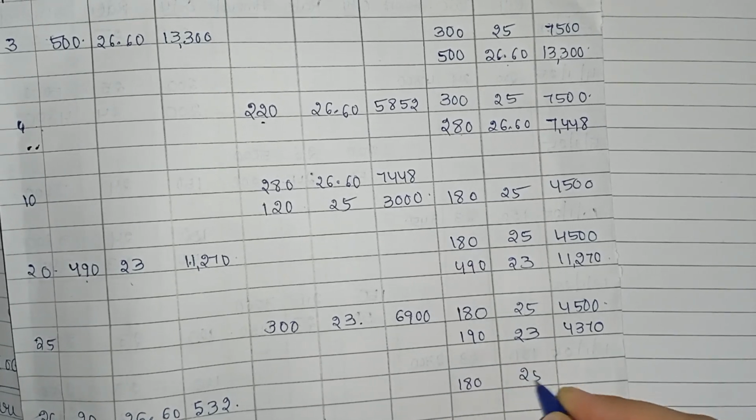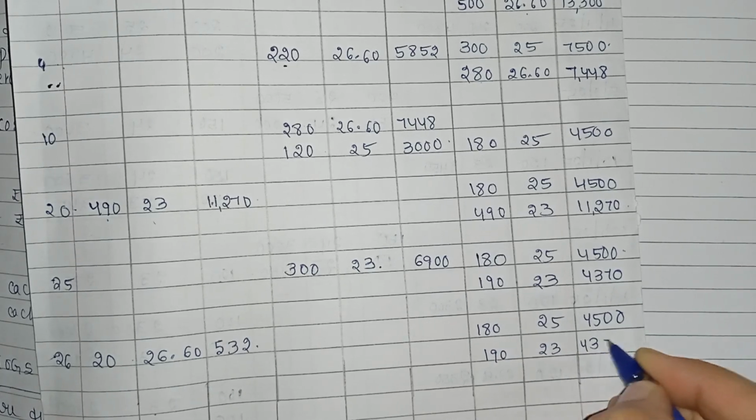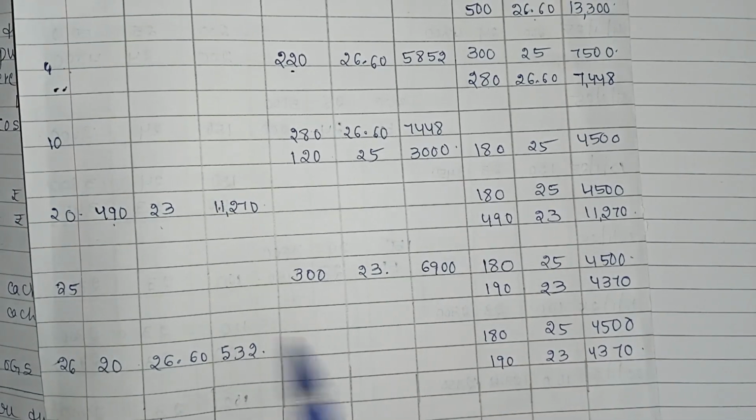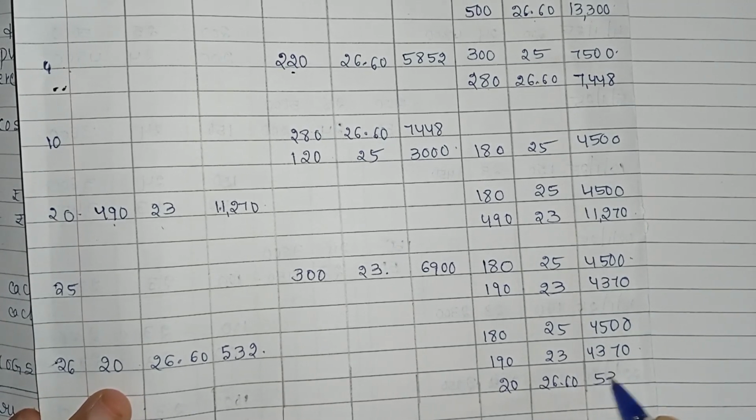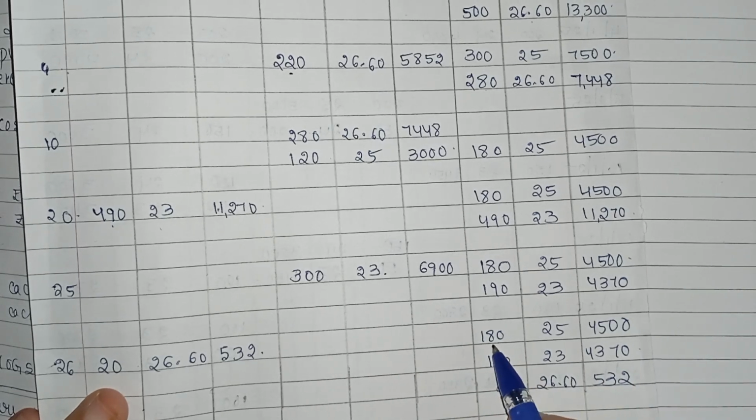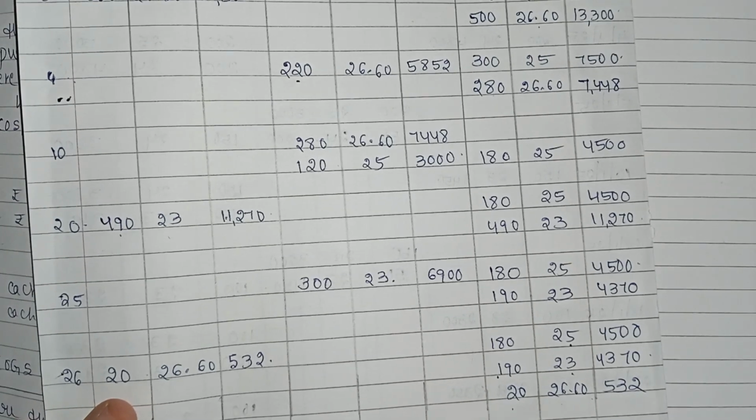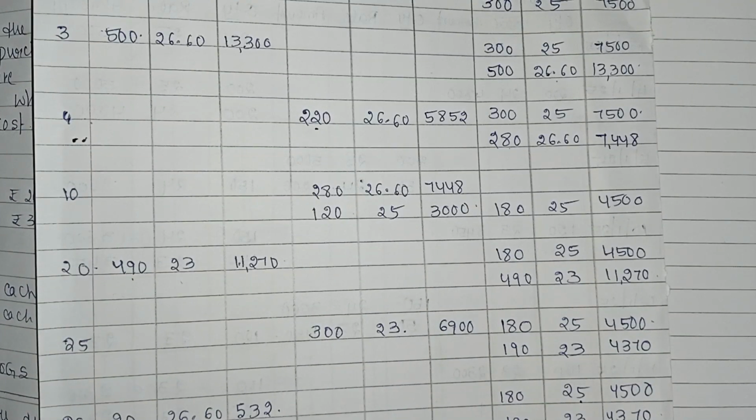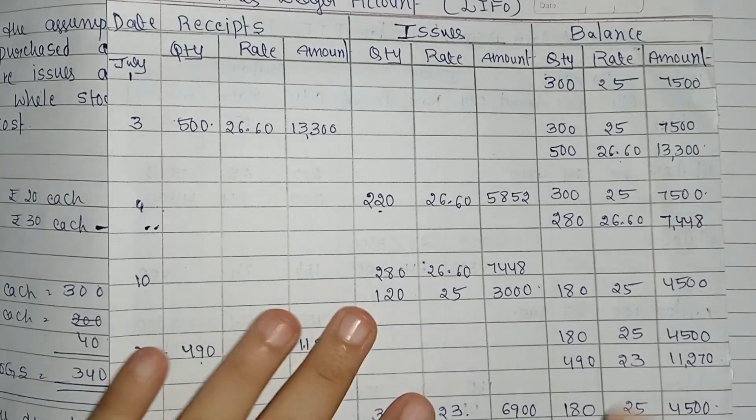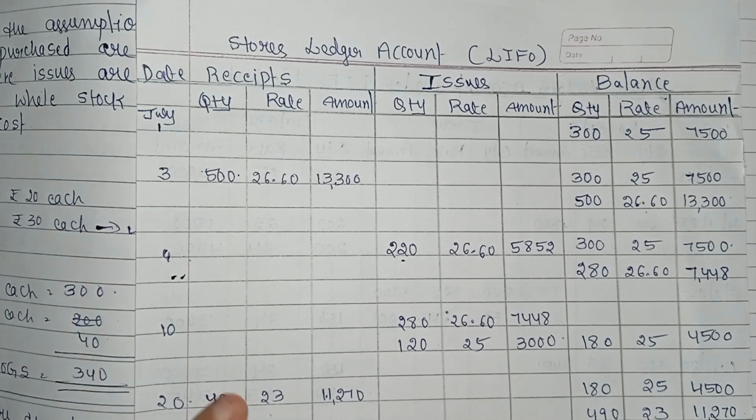Write down the oldest stock first. Now next one, and the recent one, that is the returned 20 liters. Clear? This is our closing stock: 180 liters at the rate of 25, 190 liters at the rate of 23, and 20 liters at the rate of 26.60. In this you need not total it. So this is the problem under LIFO. Clear? LIFO is just exactly the opposite of FIFO. Clear? I hope this problem is clear to you all.